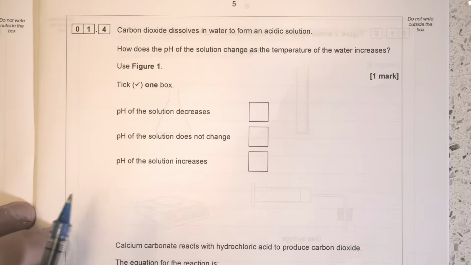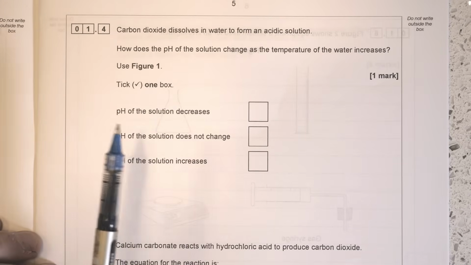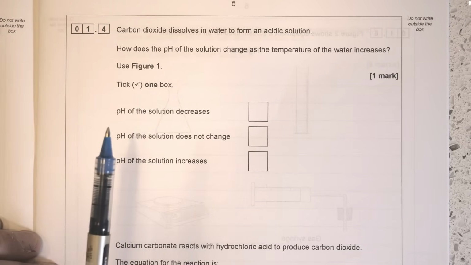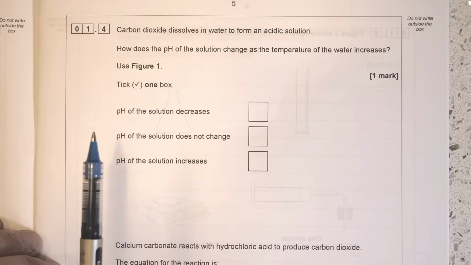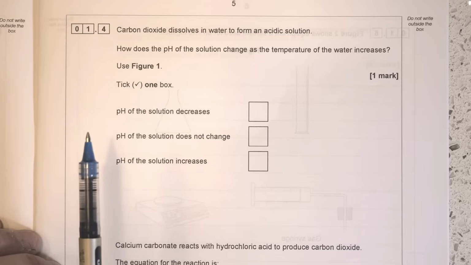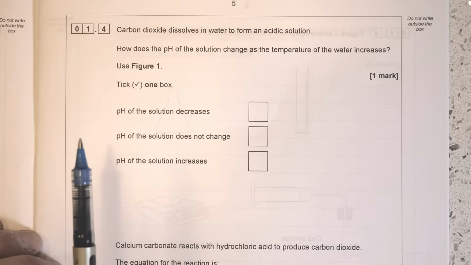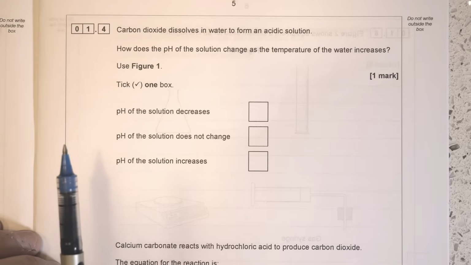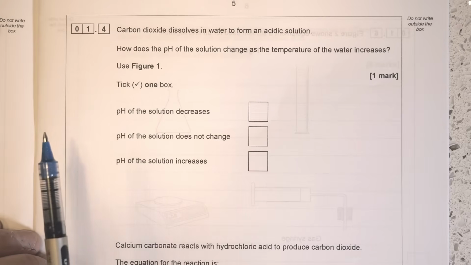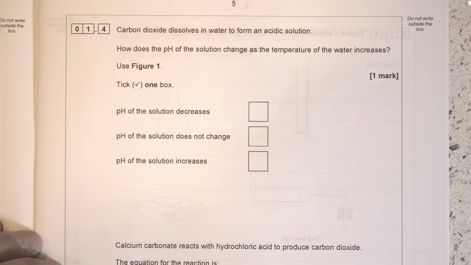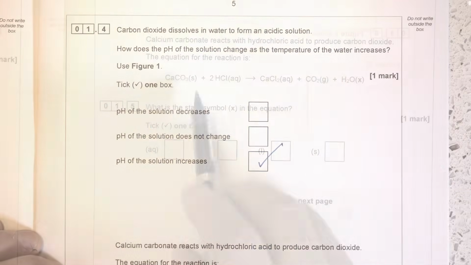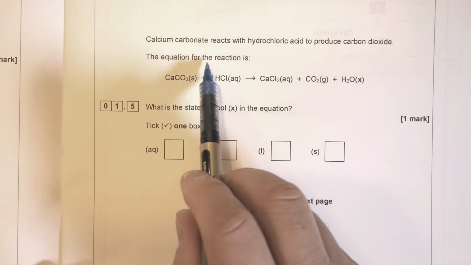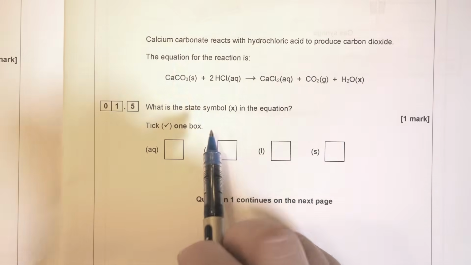This one's quite a tricky question that a lot of people got wrong at the time. Carbon dioxide dissolves in water to form an acidic solution. How does the pH of the solution change as the temperature increases? Well, as the temperature increases, less carbon dioxide will dissolve, and it's the carbon dioxide making it acidic. So it's becoming less acid. So that means it's going nearer towards neutral, so the pH is increasing from 1 or 2 up towards 7. So the pH increases.